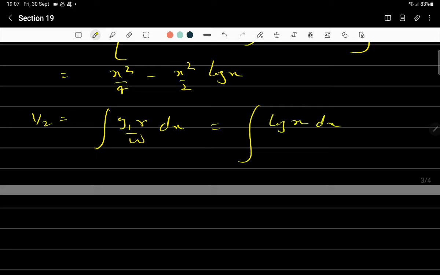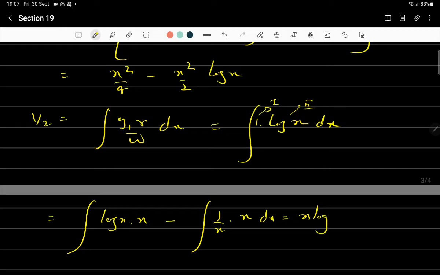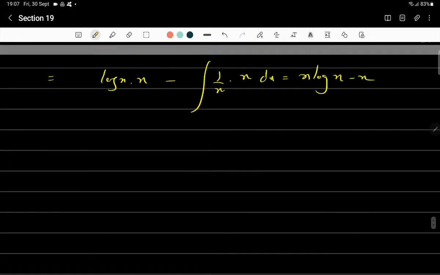Similarly, v2 comes out to be the integration of log x dx. The integration of log x dx, so what you do is that you take it as 1 dot log x dx, and now you call log x the first function and 1 the second function. So integration would be log x, integration of 1 is x, minus differentiation of log x, 1 by x, integration of 1 is x dx. That gives me x log x minus x.